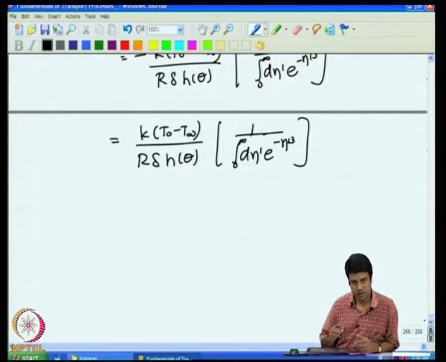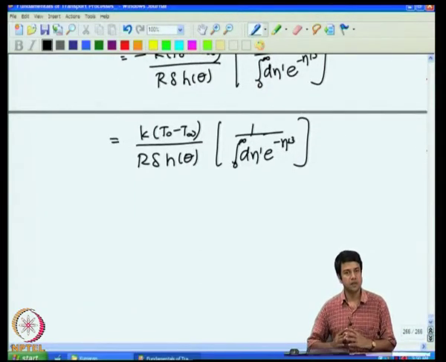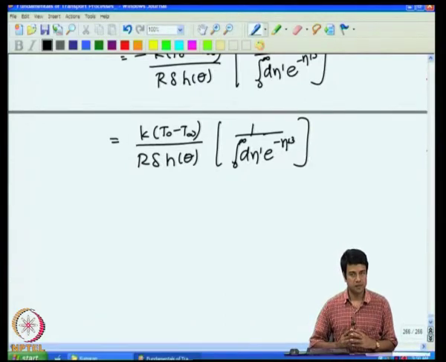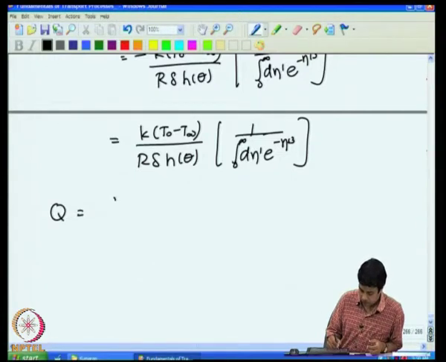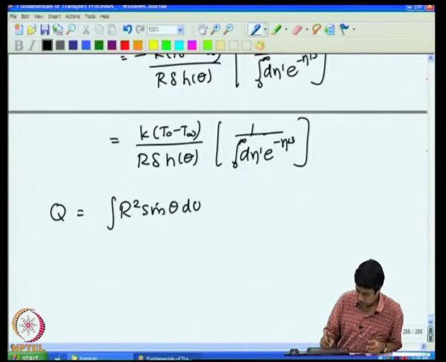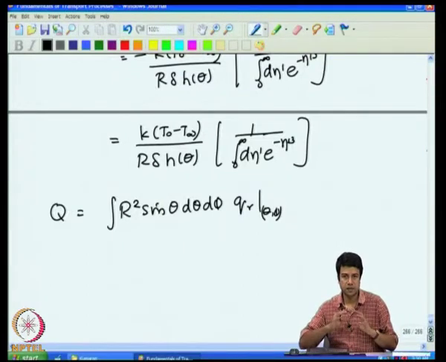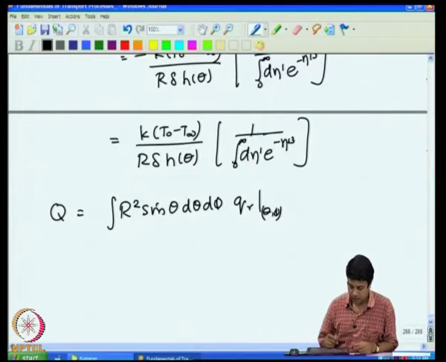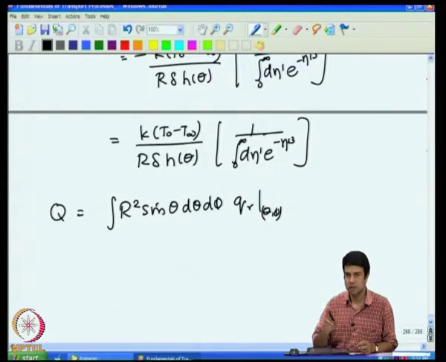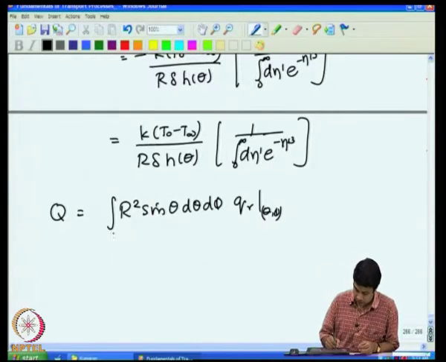To get the total heat flux, total heat being emitted by the sphere, I need to integrate this over the entire surface area. Okay. So, the total heat coming out is equal to integral of R square sin theta of qr at a given theta and phi. R square, because the surface area of the sphere is capital R square times sin theta d theta, which is the differential element. So, R sin theta d theta is the differential element in the theta direction, and R sin theta d phi in the phi direction. Theta goes from 0 to pi and phi goes from 0 to 2 pi.